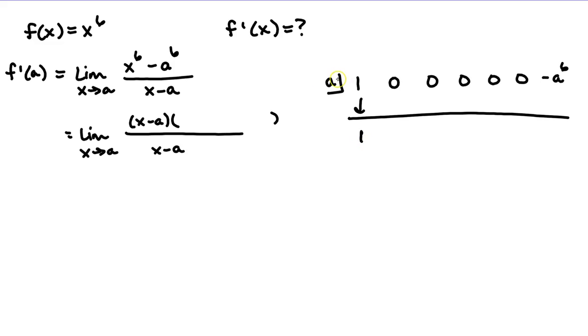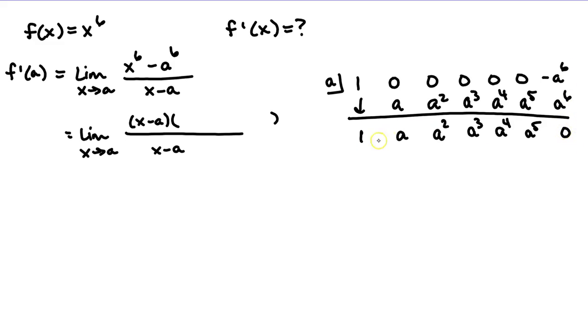Okay, multiply it by the number in the box. We get a, write it down and add. Multiply it by the number in the box. We get a squared, write it down and add. Multiply it by the number in the box. We get a cubed, write it down and add. Multiply it by the number in the box. We get a to the fourth, write it down and add. Multiply by the number in the box. We get a to the fifth, write it down and add. Multiply by the number in the box. We get a to the sixth, write it down and add. We get 0. That's our remainder.